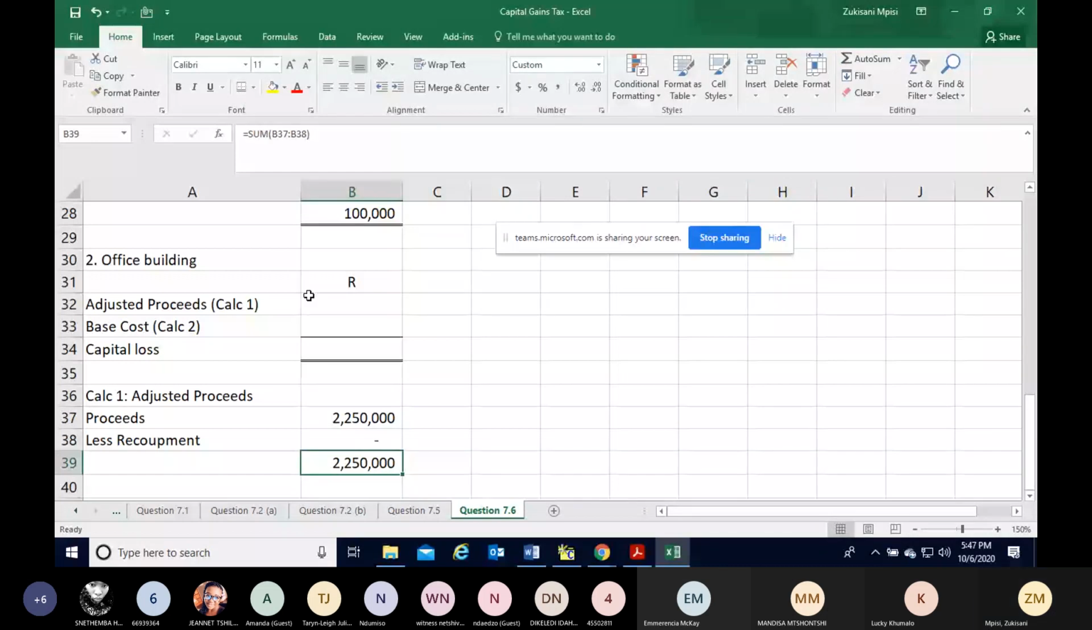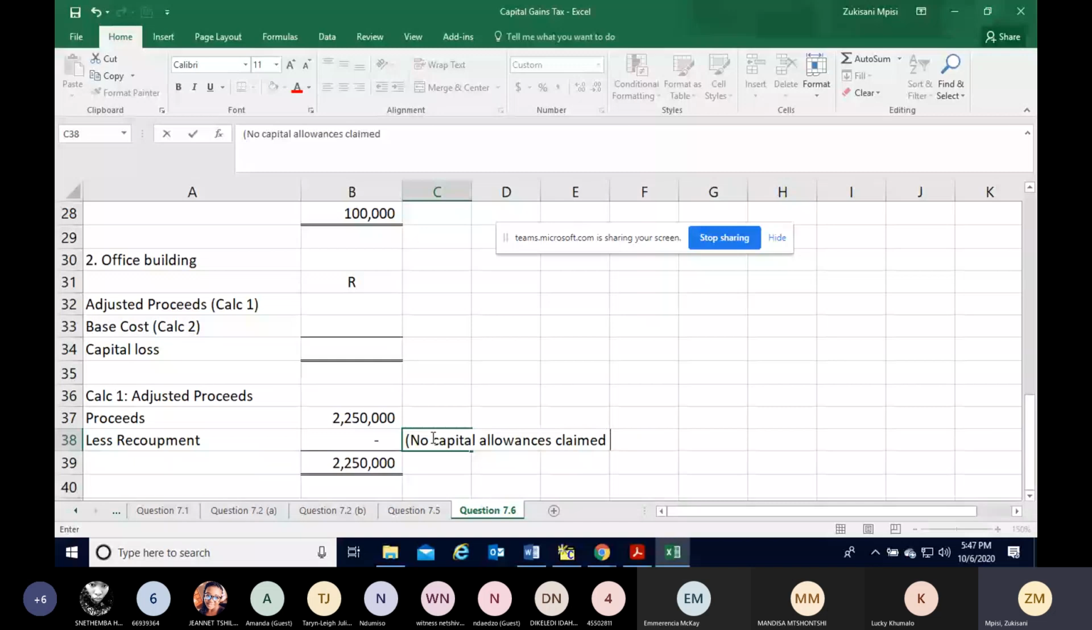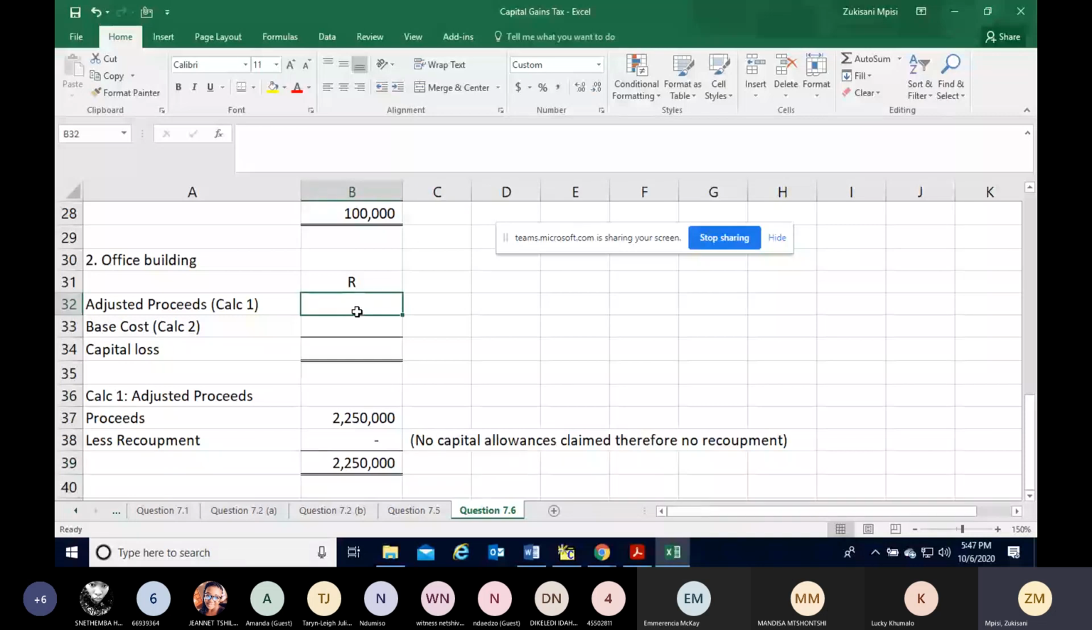2,250,000. Don't forget to always specify why we don't have recoupment. So why don't we have recoupment? What would be our simple reason? It's simple. No capital allowances claimed, therefore no recoupment. That's how simple it gets. So we've got adjusted proceeds.